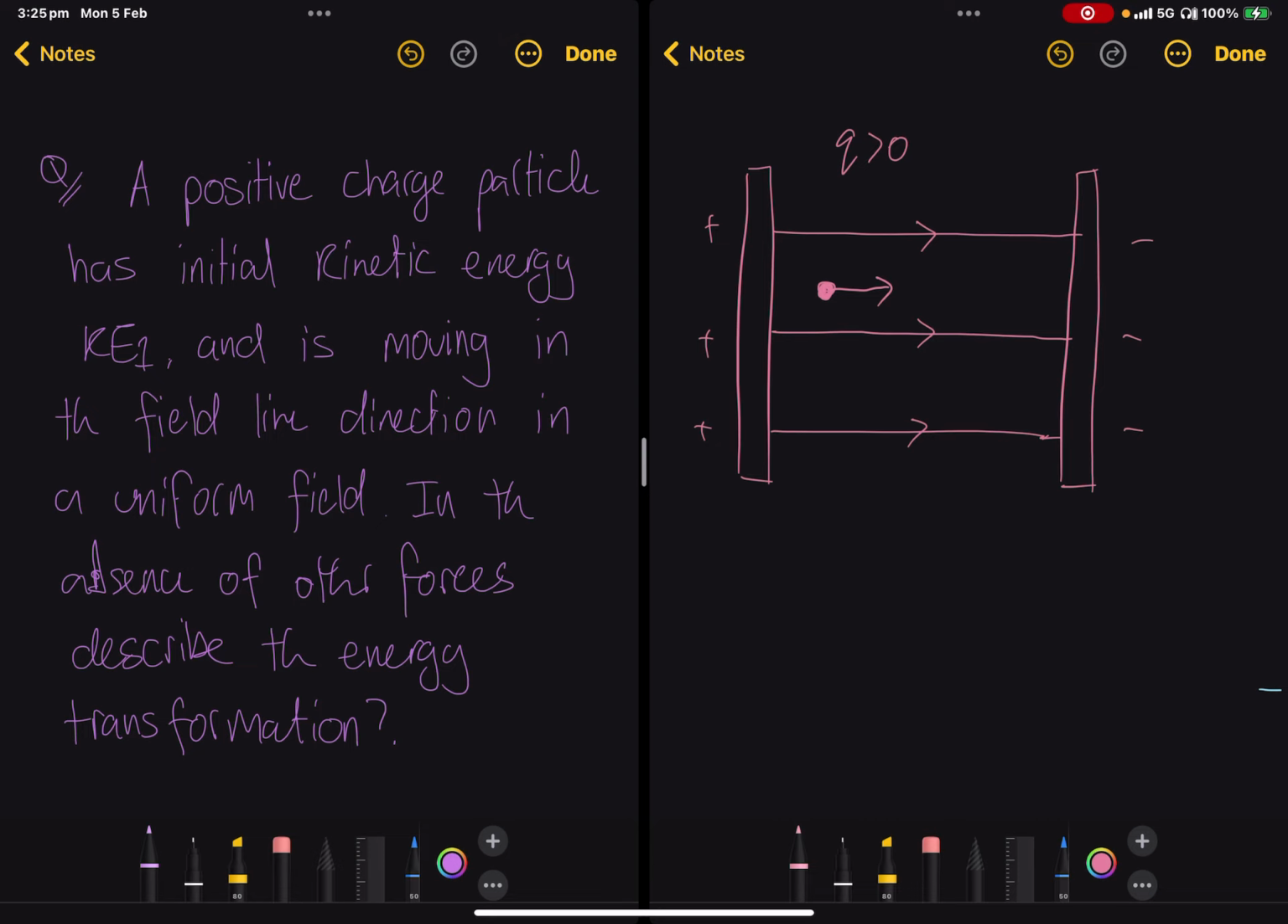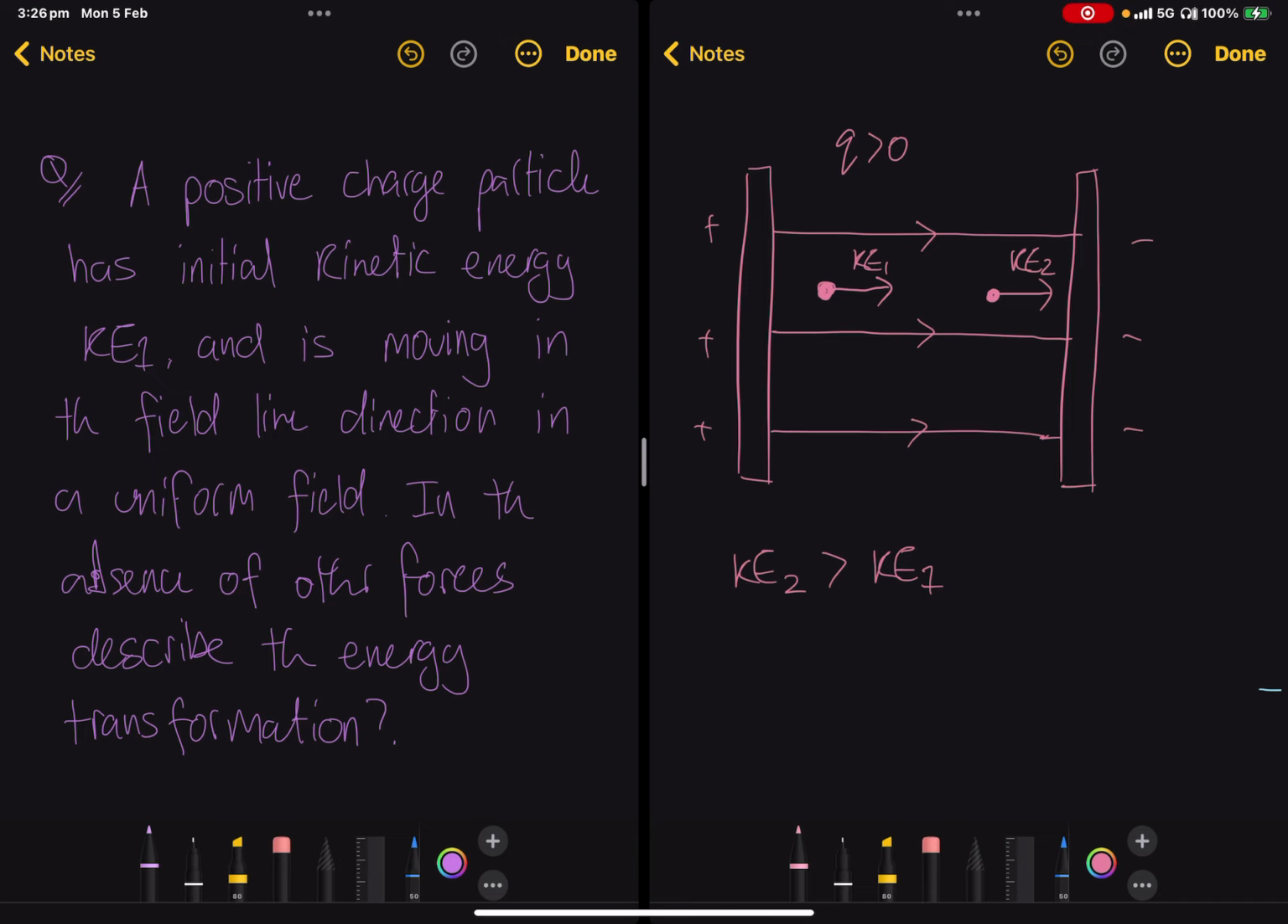Okay, so let's think about this point later on. So it has Ke1 here, and then at some other point in time it has Ke2. Well, what's going to happen, as the particle gets accelerated by the field, it's going to speed up. So kinetic energy 2 is going to be greater than kinetic energy 1. So this is one thing that we're going to see. We're going to see the field accelerate the particle towards the negative plate in the direction of the field lines in this case. We're going to see, because it gains speed, it gains kinetic energy.